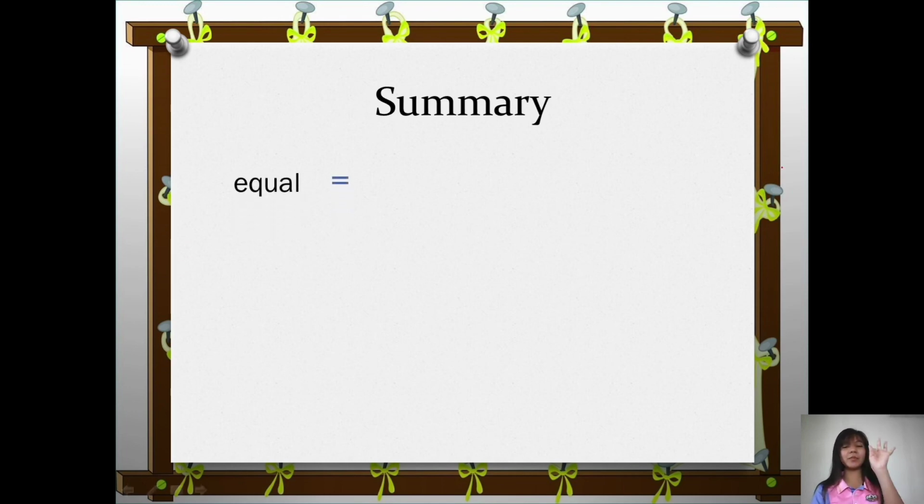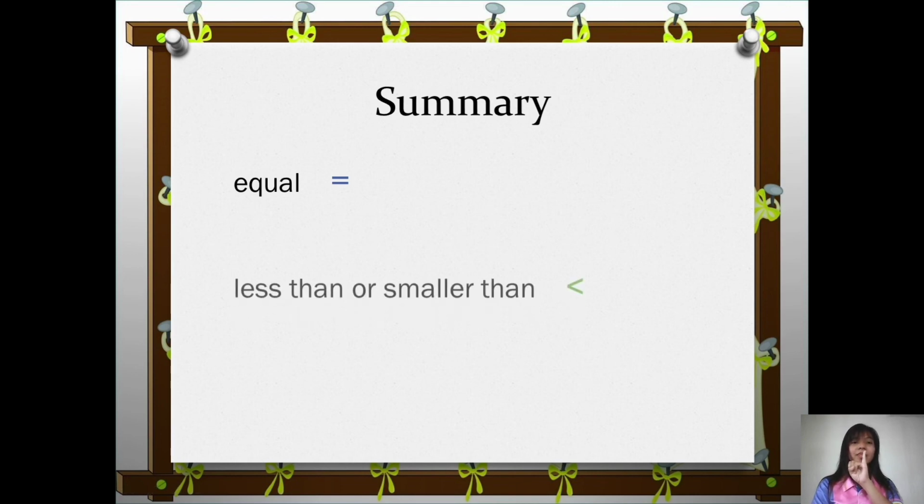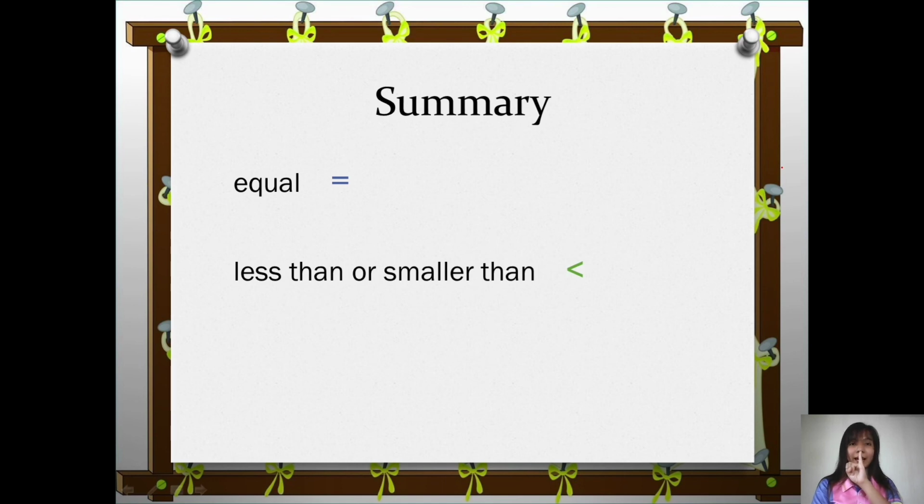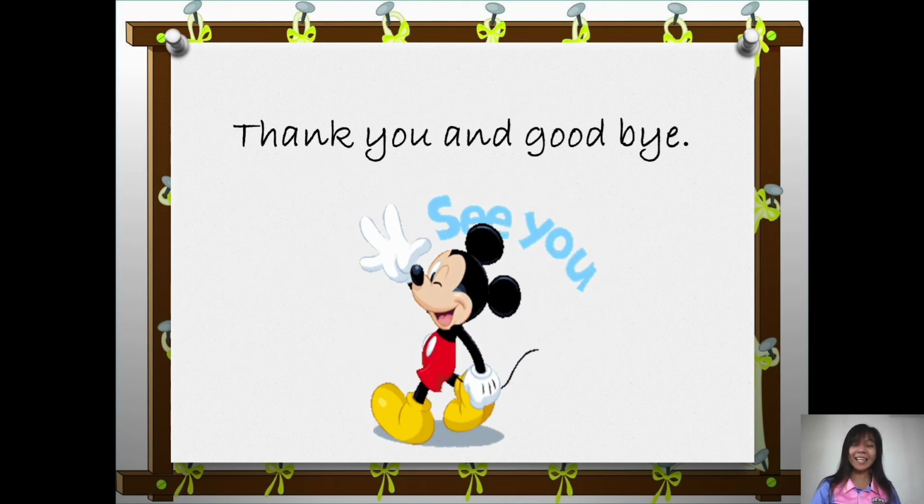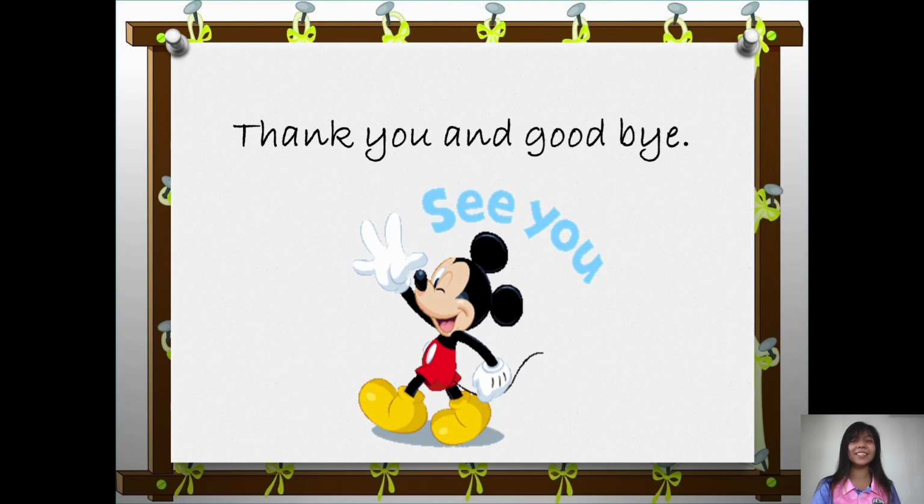Let's recap. We have 3 symbols. First, equal. E-Q-U-A-L, equal. Less than or smaller than. Last one, more than or greater than. Please do remember these symbols. You really need them in comparing numbers. That's all for today, guys. I hope you enjoyed our lesson. See you soon. Thank you and goodbye.